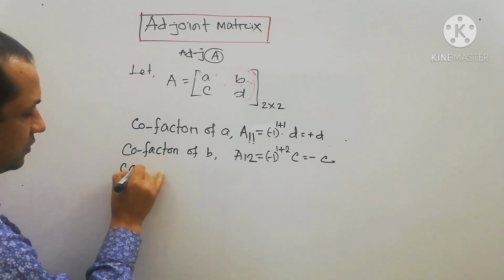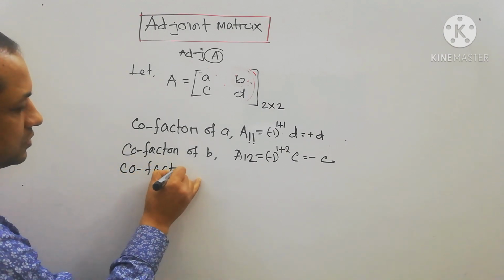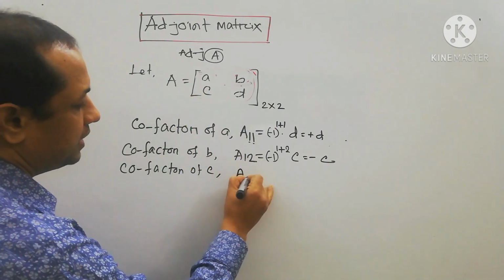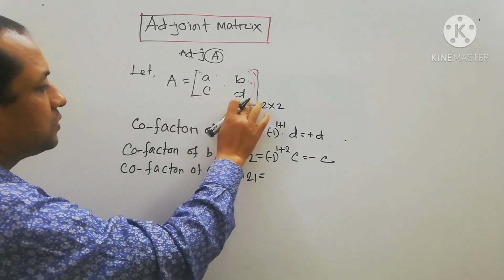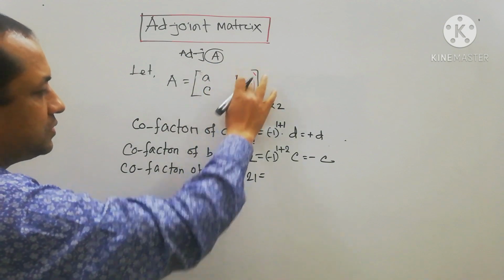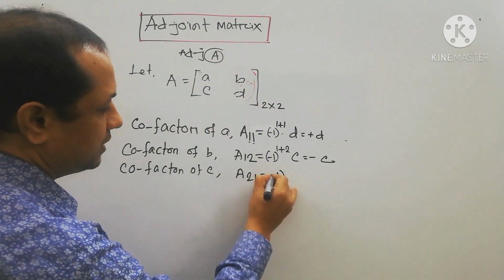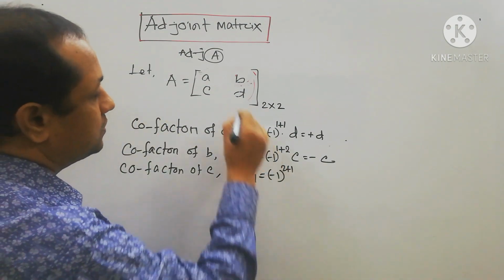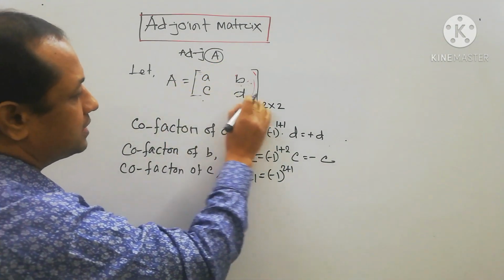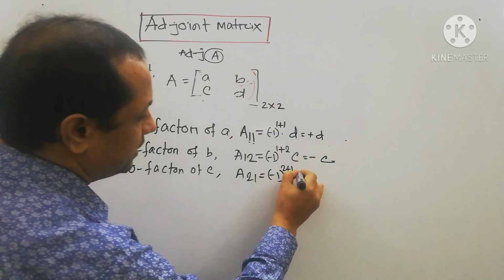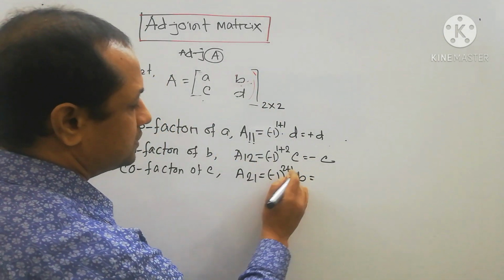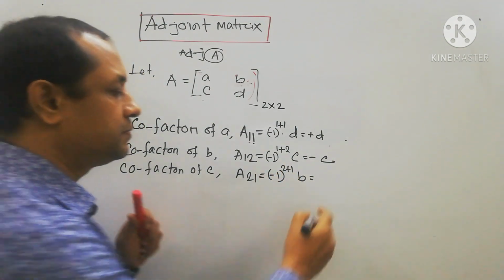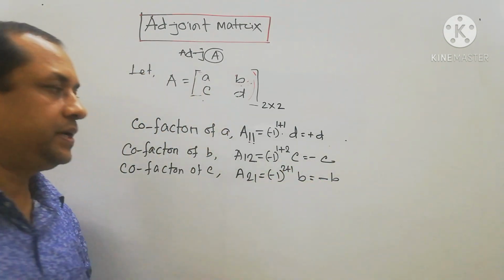Similarly, cofactor of C. It is denoted by A21, second row and first column. So (-1) to the power of 2 plus 1. Here the second row and first column are cancelled, so the minor is B. Students, here the power is odd, so the value is negative: minus B.